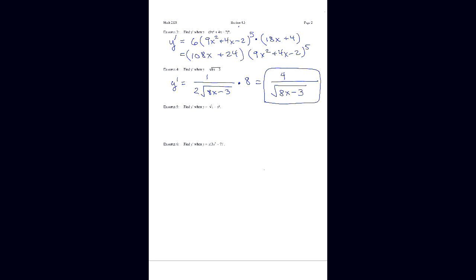Okay. It's all about identifying the outer function and the inner function. All right, go ahead and do example 5 with your partner.